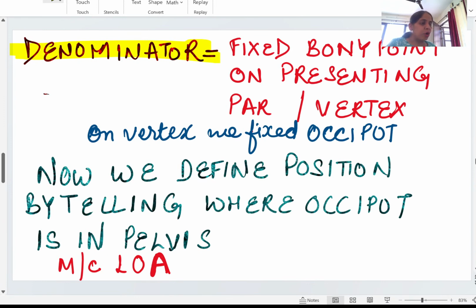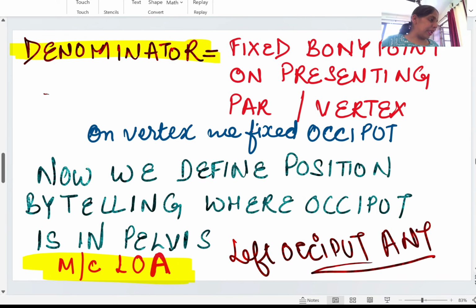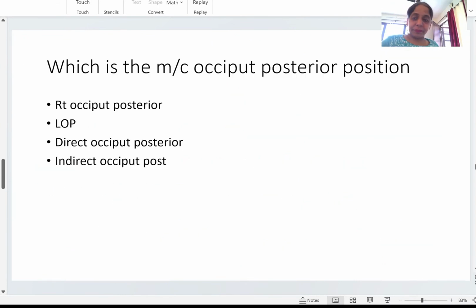Which is the most common position? Expected question. Which is the most common position which is favorable for delivery? Left occiput anterior. Left occiput anterior is the most common position.